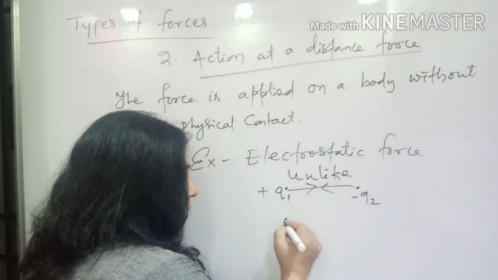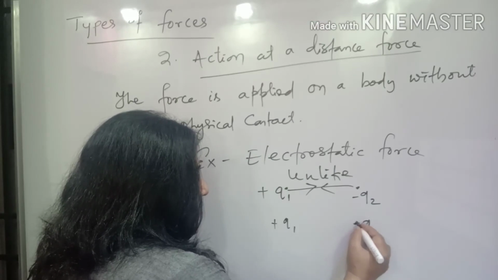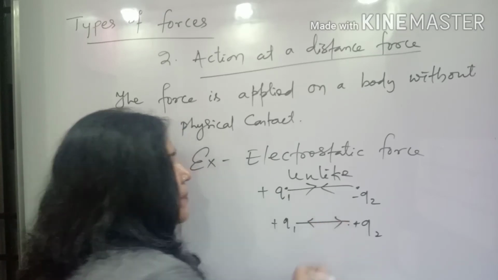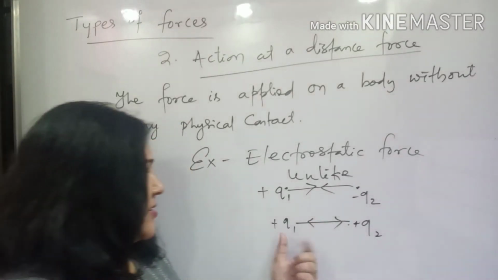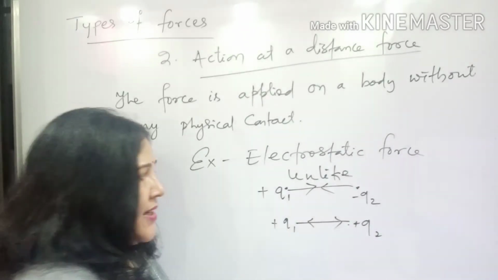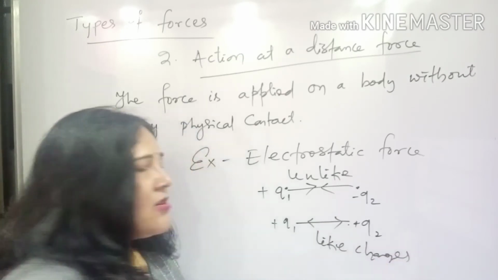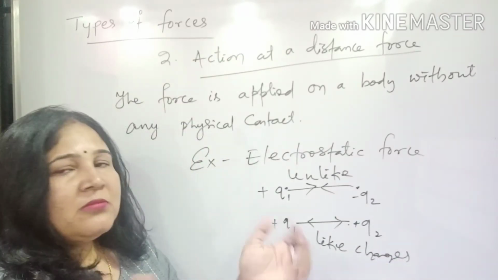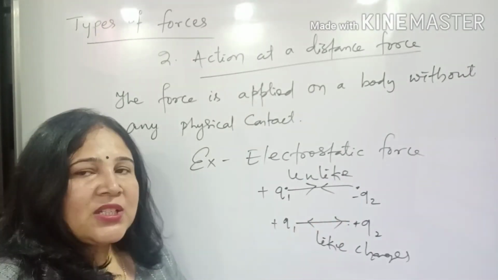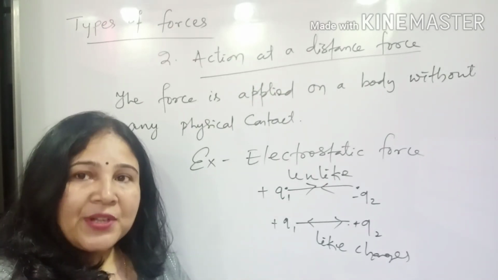But if I take two like charges, suppose both positive, q2 is also positive, what happens here? A repulsive force will exist. When we take two same charges, either two positive charges or two negative charges, these are called like charges. Two like charges always repel each other. That means both try to move away from each other. Though these two charges are not kept together and not in physical contact, we can still feel the force of attraction or repulsion.